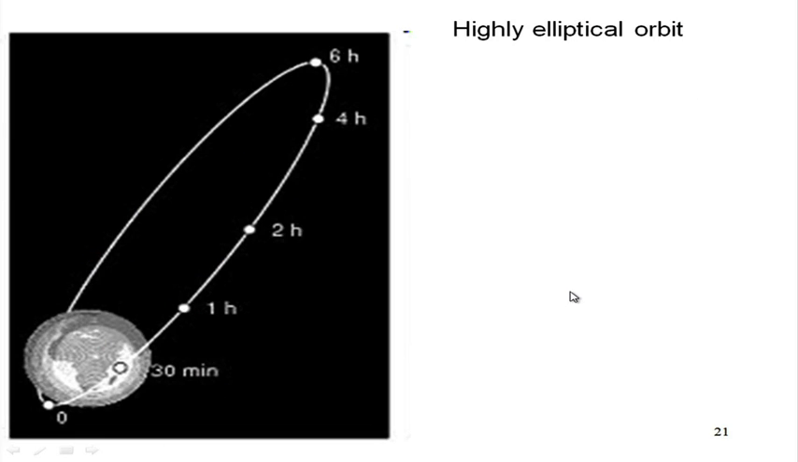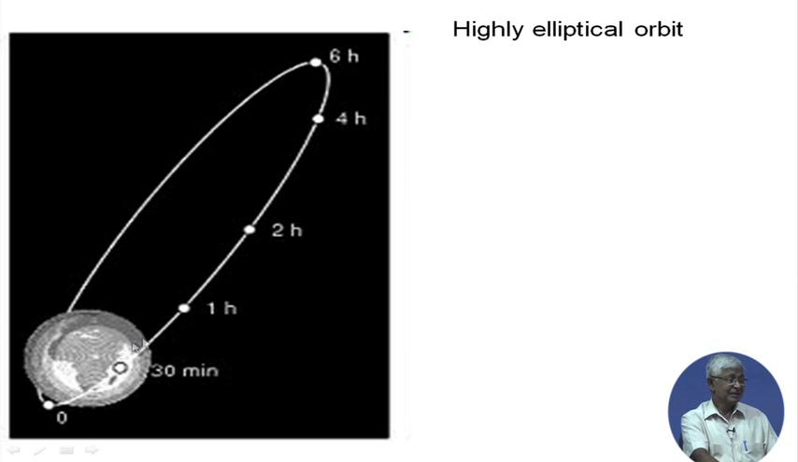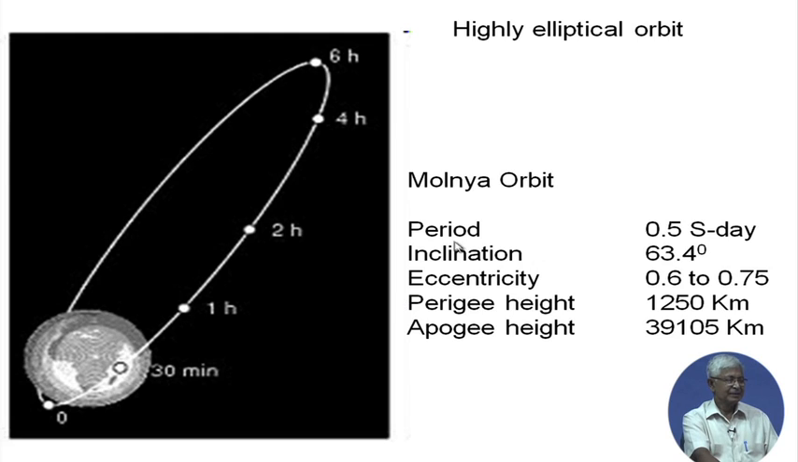Okay. Now, there is another possibility, that is highly elliptical orbit, that is the inclination is non-zero, and there could be eccentricity non-zero, then it is a highly elliptical orbit. There are some satellites in highly elliptical orbit, called Molniya orbit, mainly used by Russia. In this case the period is not a full sidereal day, it is half of a sidereal day, inclination is 63 degrees, eccentricity is given, perigee and apogee heights are given. These are numbers taken from Molniya.